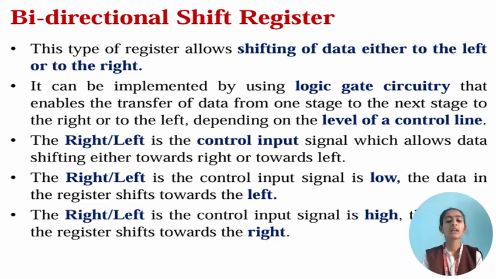When the right/left control input signal is low, the data in the register shifts towards the left. When the right/left control input signal is high, the register shifts towards the right.